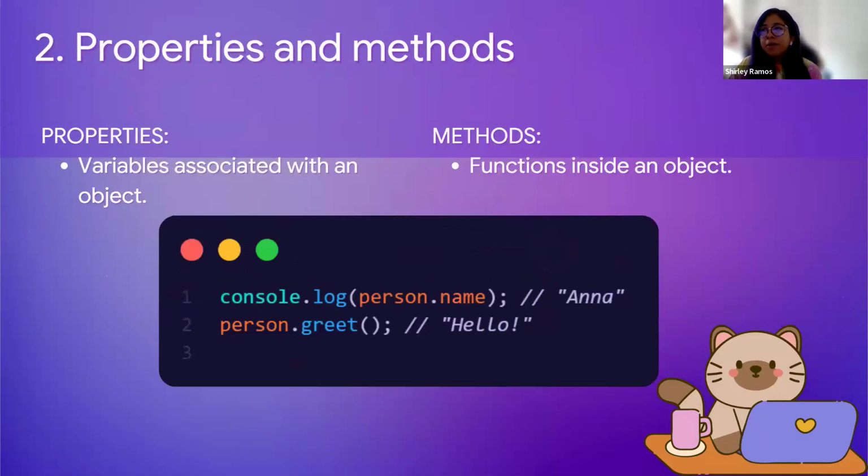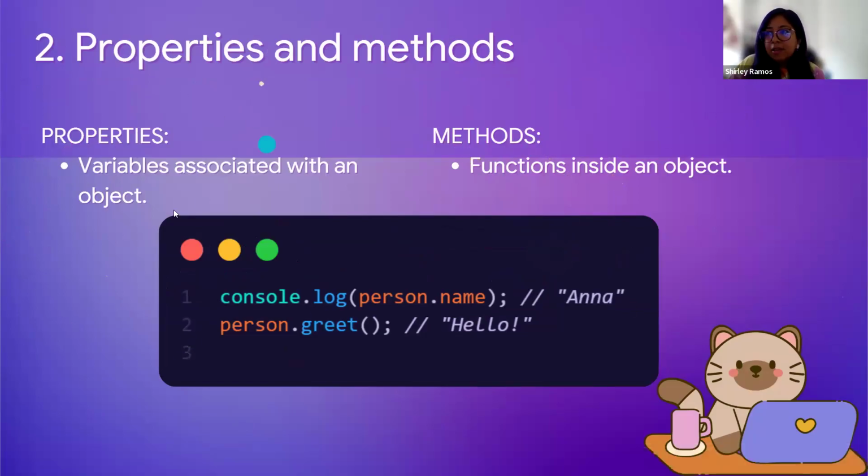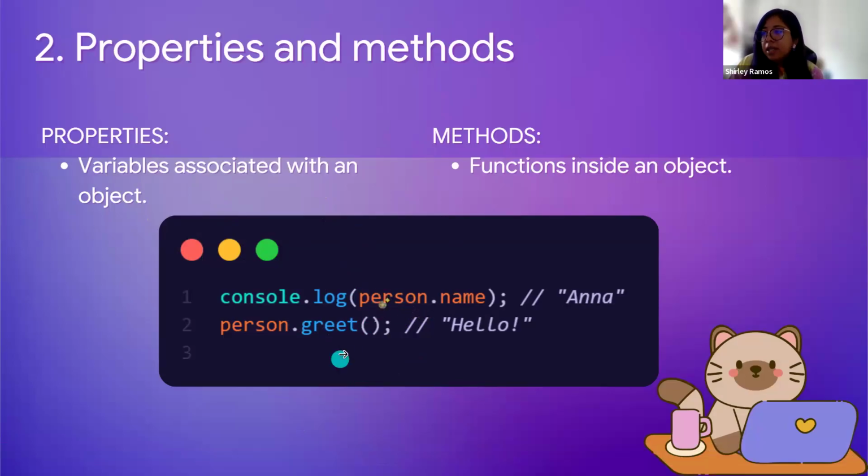Okay, so about properties and methods. Properties are like variables associated with an object, and methods are the functions inside an object. We will see methods in the second part, I think. For now, we will focus on the properties and the values. For example, console.log(person.name), where name is the property. In this case, as you could see in the previous example, Anna will be the name, and the second will be person.greet, which will be hello, as we saw in the previous example.